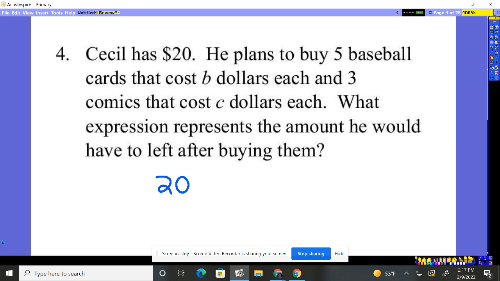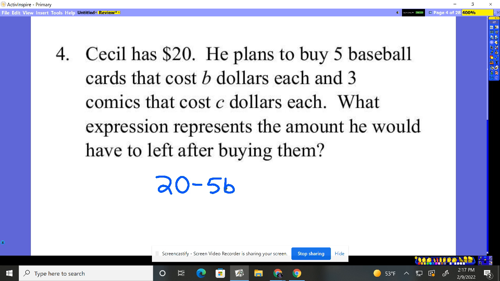I'm going to buy 5 baseball cards and they cost B dollars each. I don't know how many dollars each. Let's say it was $2 each. Well, how much would that cost? Well, 5 times 2 is 10, so it costs $10. So I want to subtract that, but I'm not going to say subtract 5 times 2. It's going to be 5 times whatever the cost of those baseball cards happens to be.